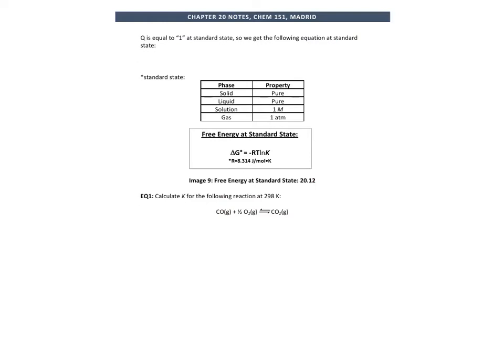All right, oftentimes we'll see a delta G or delta H or delta S with a little degree sign next to it in the upper right-hand corner, and that stands for standard state. That means the reaction that you are calculating for occurs at standard state. What does standard state mean? It can be seen in the table near the top of the page.